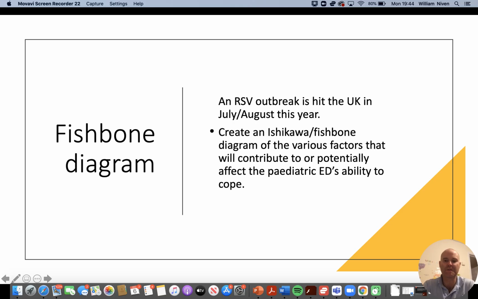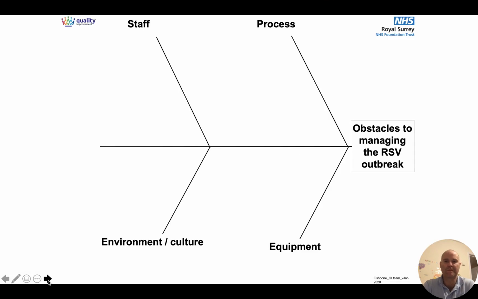So to use an example from earlier this year, there was an RSV outbreak. Before that, we had to sit down to think about some of the various factors that could contribute or potentially affect the pediatric ED's ability to cope. So in this instance over here, we've got obstacles to managing the RSV outbreak, and we've looked at staff, and there's some potential training gaps, shortage of doctors, staff sickness, issues with well-being.